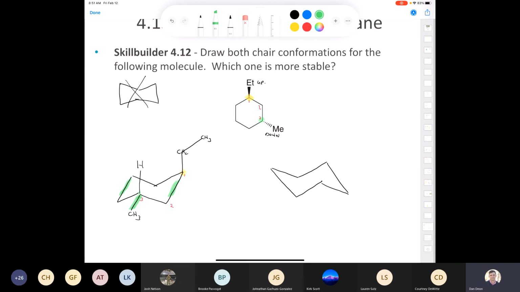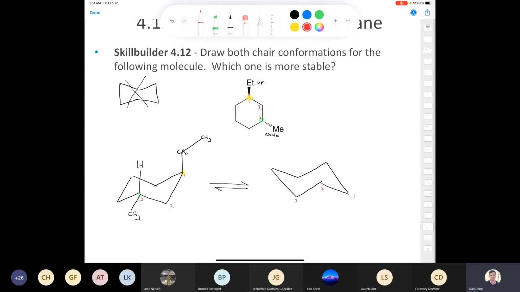But hopefully you've tried it before class. But anyhow, you need to practice recognizing equatorial and axial positions. So now what I did is I flipped the ring. Okay, so this is just an equilibrium. And I flipped it, not by flipping it like a pancake. I rotated the bonds. And so what was carbon 1 there is carbon 1 here.